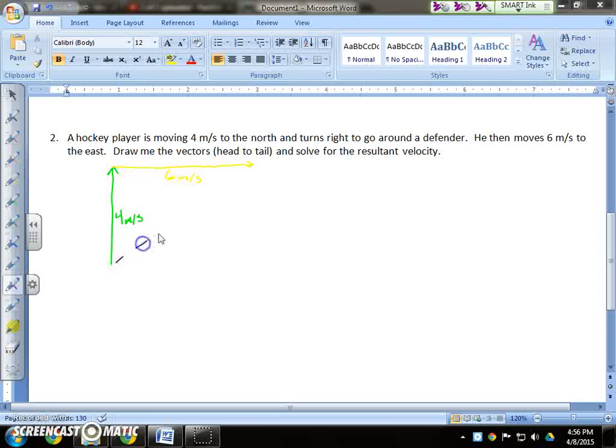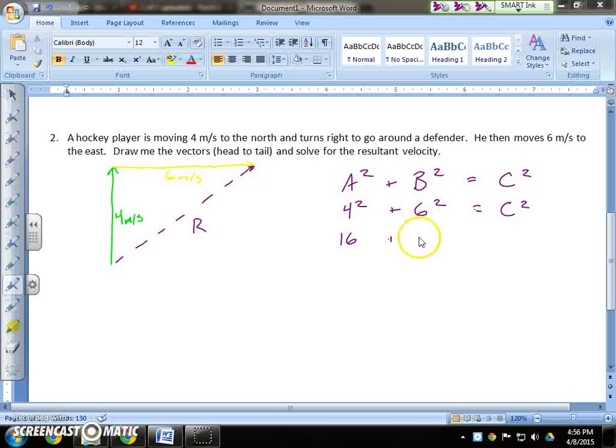So 6 meters per second this way, and again, as we know about vectors, the length of the arrow actually matters. So we'll notice that this 6 meters per second arrow is a little longer than the 4 meters per second arrow. Again, we're going to draw the vectors head to tail and solve for the resultant velocity. So this thing is going to be what we solve for. That's a resultant vector.